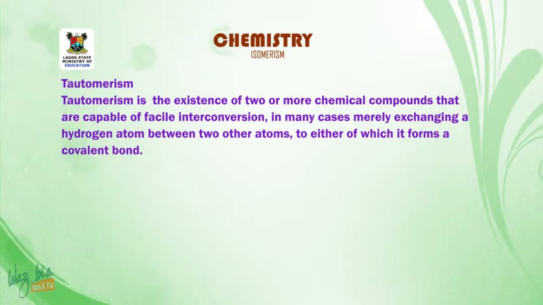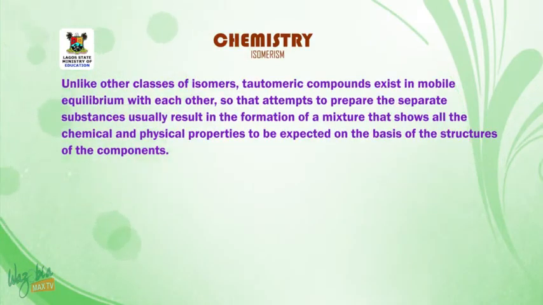Tautomerism is the existence of two or more chemical compounds that are capable of facile interconversion, in many cases merely by exchanging a hydrogen atom between two other atoms, to either of which it forms a covalent bond. Unlike other classes of isomers, tautomeric compounds exist in mobile equilibrium with each other, so that attempts to prepare separate substances usually result in the formation of a mixture that shows all the chemical and physical properties to be expected on the basis of the structure of the components.